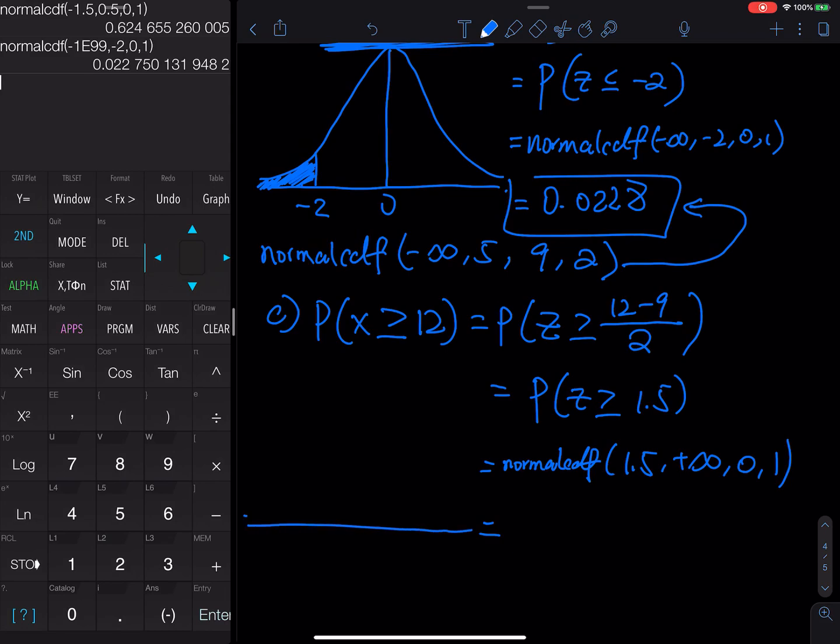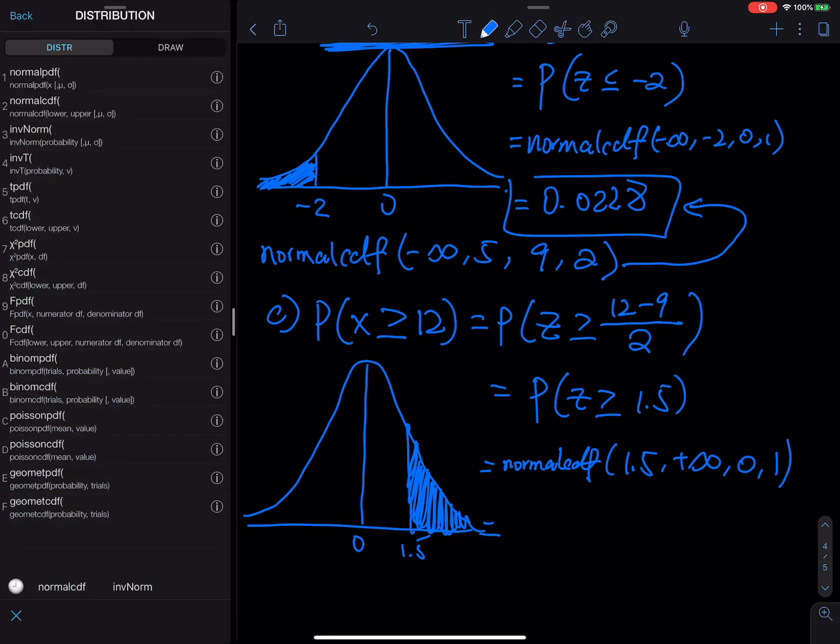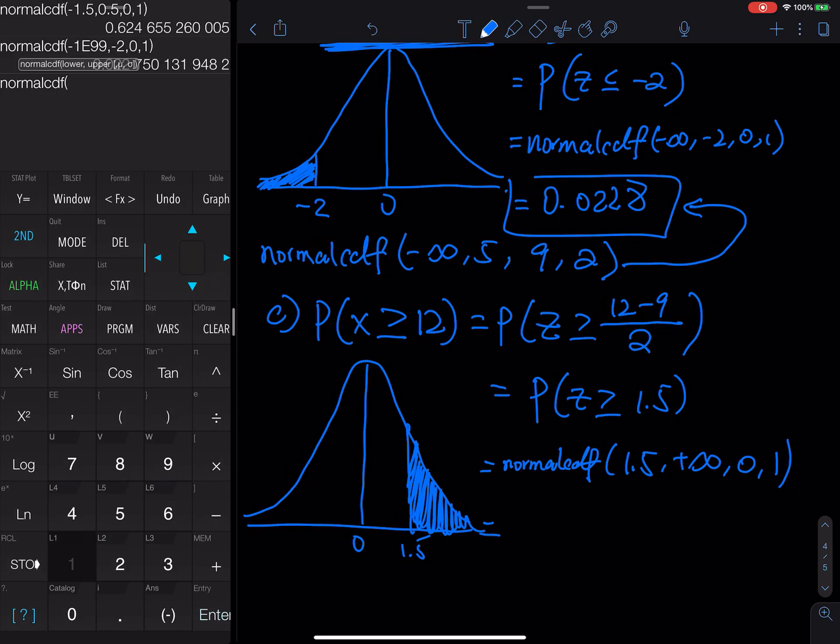So we have that. This is a 0. 1.5 greater than or equal to, that is your area. And then let's do this in a calculator. Second vars, normal CDF, 1.5 to positive infinity, 1 second comma 99. The mean is 0, standard deviation is 1. So that is 0.0668.